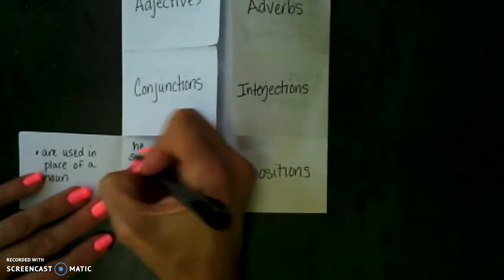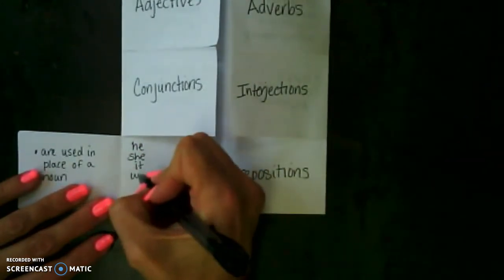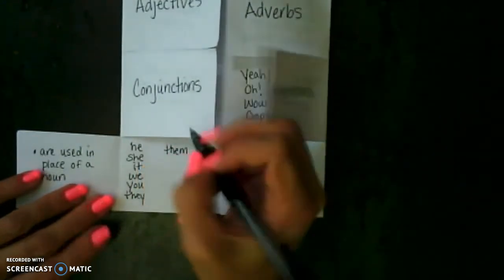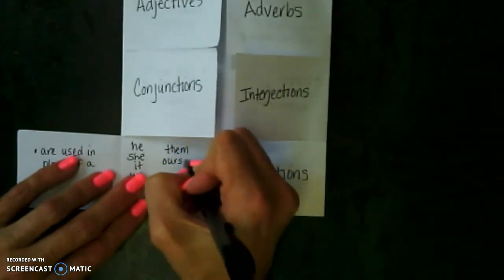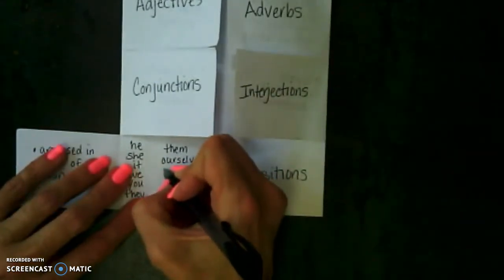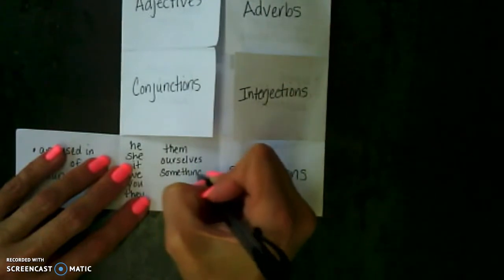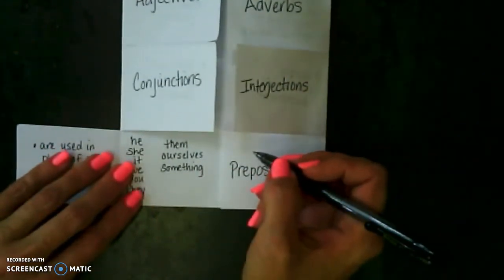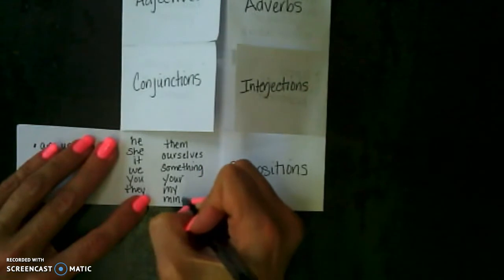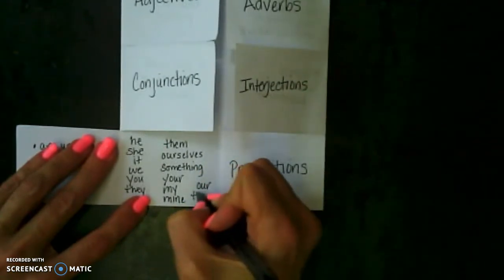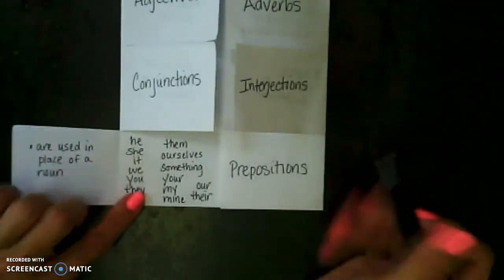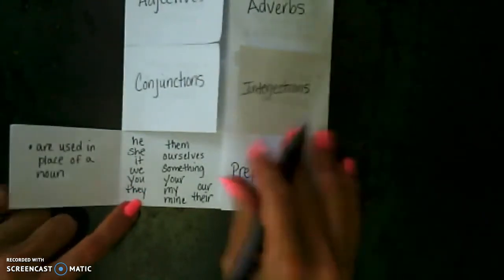So he, she, it, we, you, they, them, ourselves. Anything with selves in it is a pronoun. Something is a pronoun. It's called an indefinite pronoun. We also have your, my, mine, our, their, the person one, remember, their. And those are just some examples of pronouns.